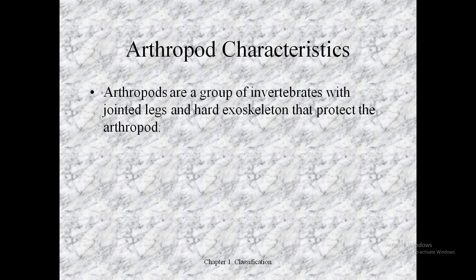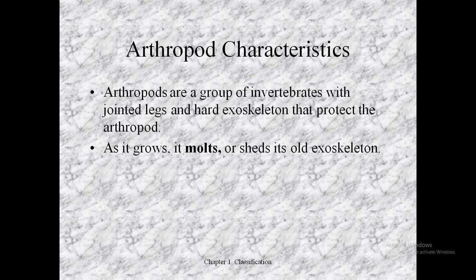The characteristics of arthropods. Arthropods are a group of invertebrates with jointed legs and a hard exoskeleton that protects the arthropod. As it grows, it molts or sheds its old exoskeleton. Molting or ecdysis is the phenomenon that occurs in arthropods, due to which they shed their old skin and form the new one, which is grown underneath that old skin.